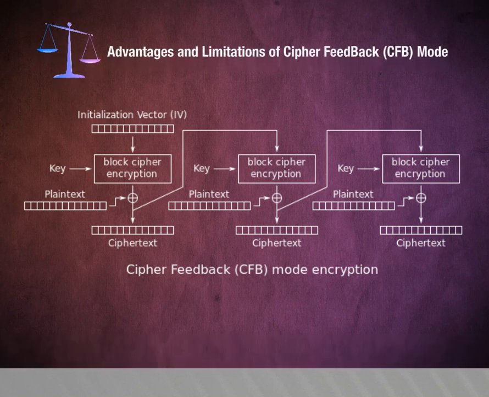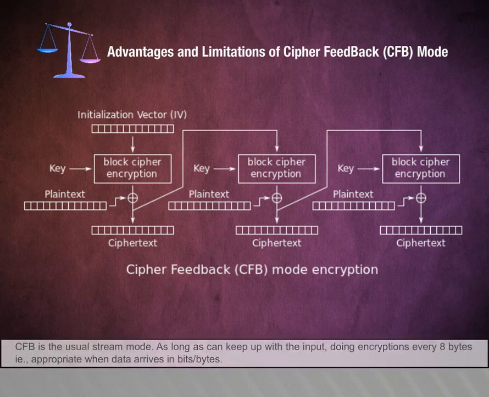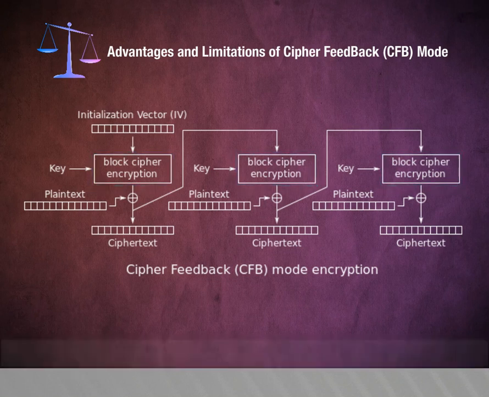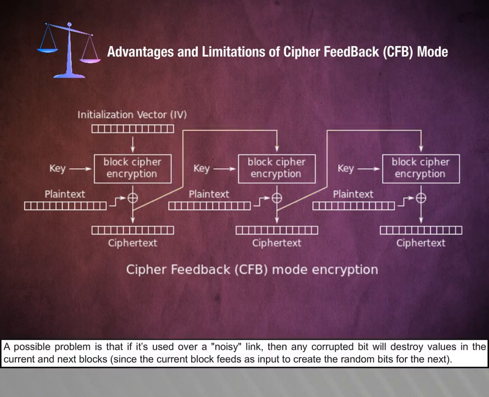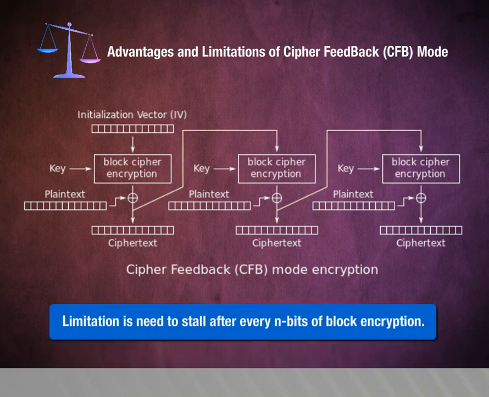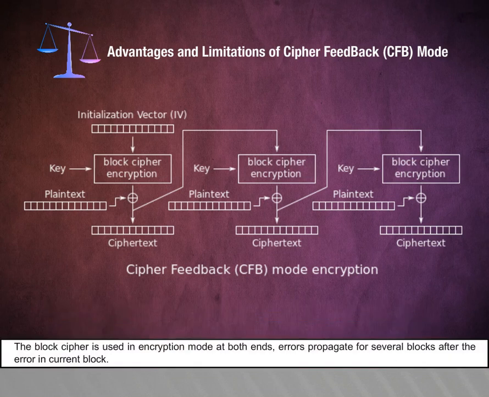Advantages and limitations of cipher feedback mode, CFB mode. CFB is the usual stream mode, as long as it can keep up with the input, doing encryptions every 8 bits, which is appropriate when data arrives in bits or bytes. A possible problem is that if it is used over a noisy link, then any corrupted bit will destroy values in the current and next blocks, since the current block feeds as input to create the random bits for the next. A limitation is the need to stall after every n bits of block encryption. The block cipher is used in encryption mode at both ends. Errors propagate for several blocks after the error in the current block.